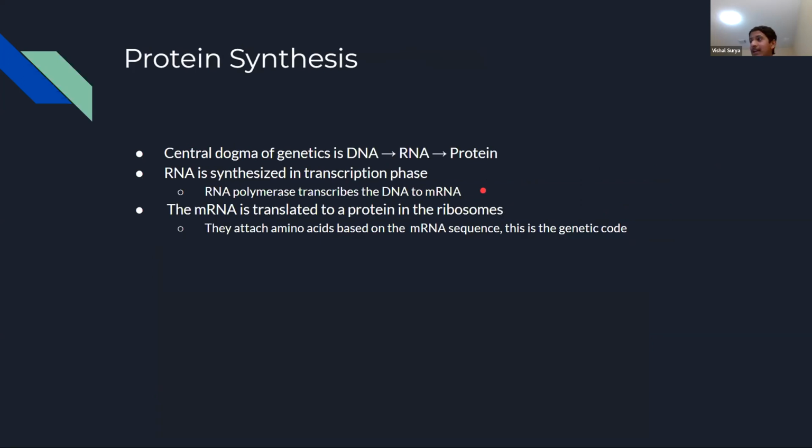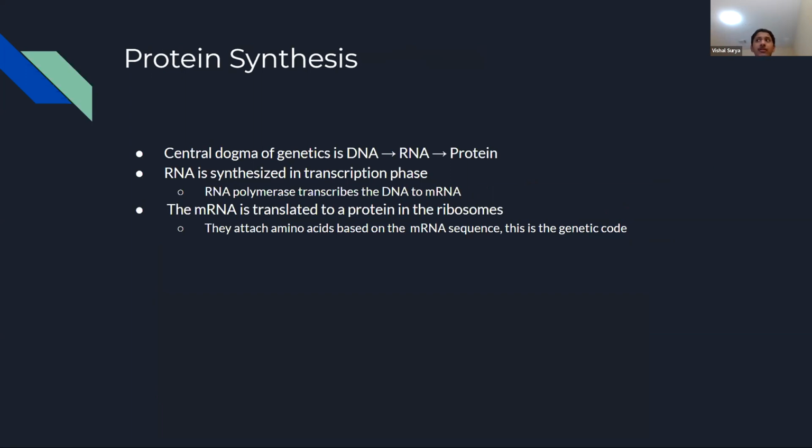All right, so I guess we'll end off the lecture with protein synthesis. Protein synthesis describes the central dogma of genetics. The central dogma of genetics is that you have DNA that goes into RNA, and that becomes protein. There are two different sections to it: transcription and translation.